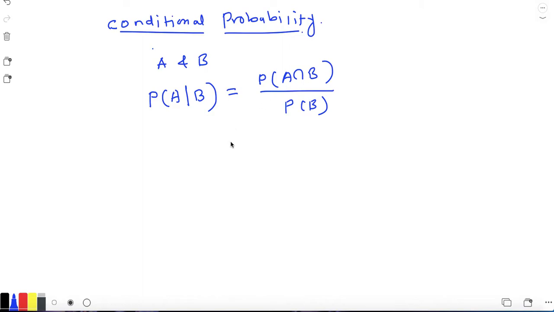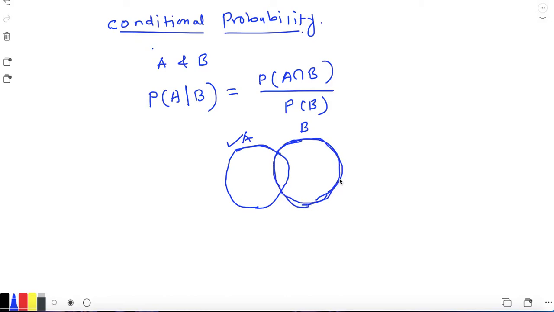Let's try to understand this. Let's say we are given these two events. With the help of a Venn diagram, we'll understand this. Let's say we are given this event A, and this is another event B. Now, what we are asked is, what is the probability of event A occurring? This event we are interested in. What you are given is that event B has already occurred.